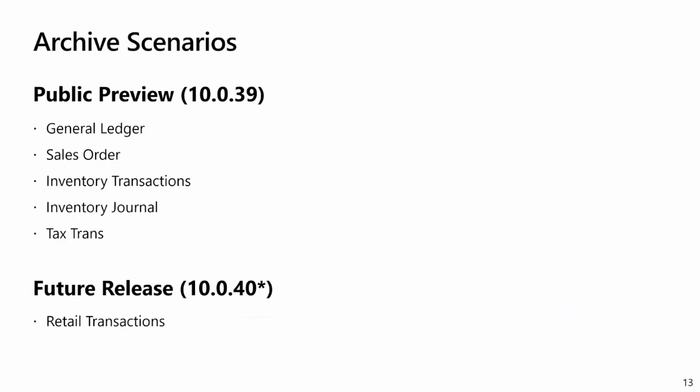Now let's talk about the various scenarios currently available in finance and operations with the current version 10.39: general ledger, sales order archive scenario, inventory transaction, inventory journal, and the tax run scenario. These are the five scenarios currently available for testing. In future releases, retail transaction will come soon, in either 10.40 or 10.41, based on the testing being done. But from a roadmap perspective, retail is on the roadmap.